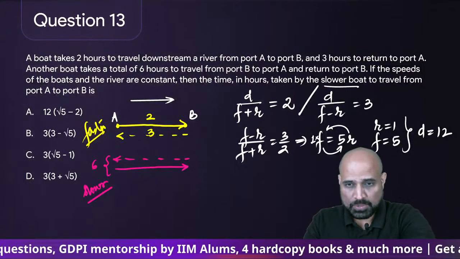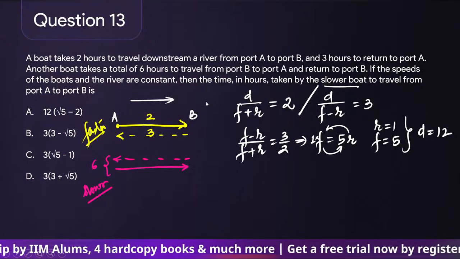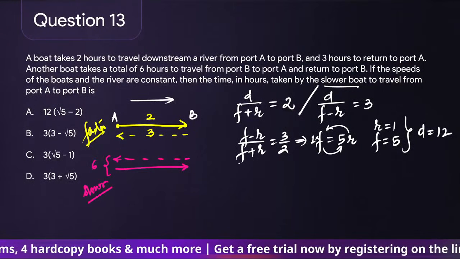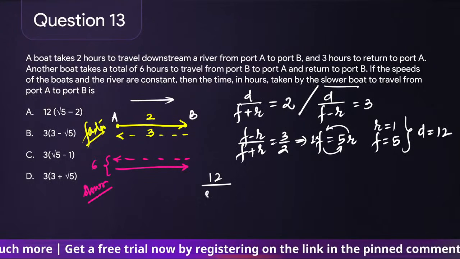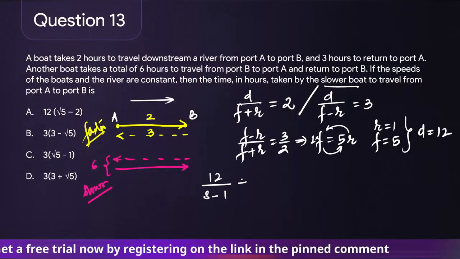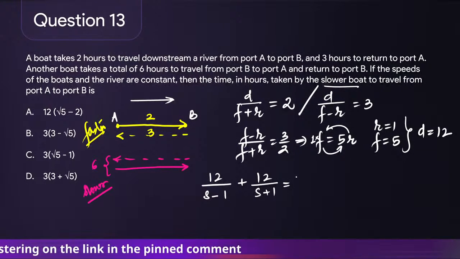I think I should hide myself so that it's clear. Okay, this is about the faster boat. Let's talk about the slower boat. Slower boat के हिसाब से ये 12 at the speed of s minus 1 plus this 12 distance at the speed of s plus 1, this results in 6. अब इसको हमें सॉल्व करना है.